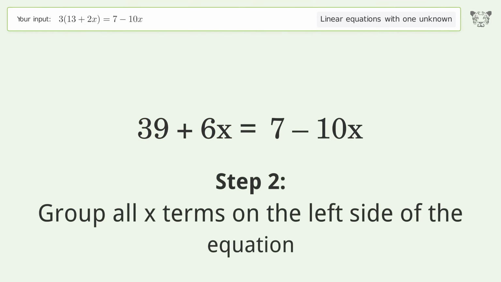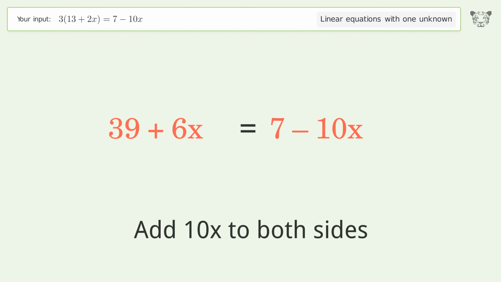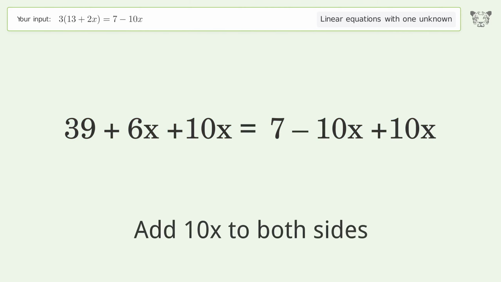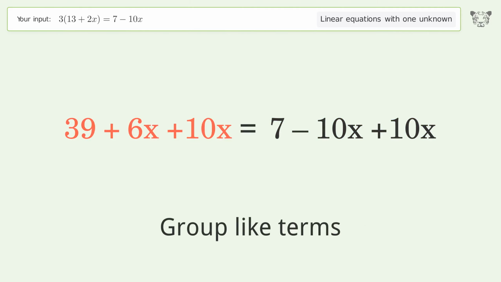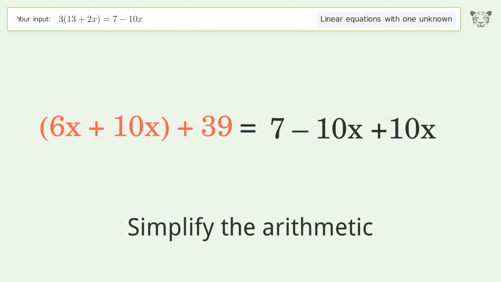Group all x terms on the left side of the equation. Add 10x to both sides. Group like terms. Simplify the arithmetic.